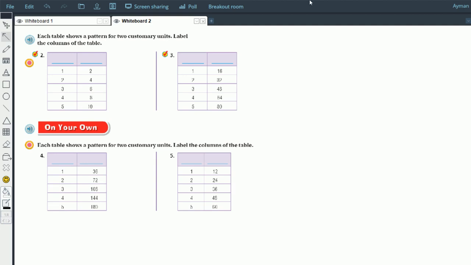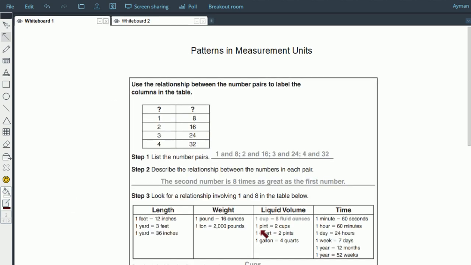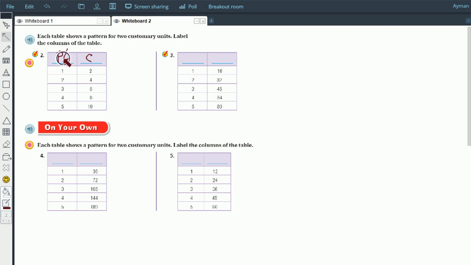Qusay, question 2. If we have 1, it will be 2. What is the relation between 1 and 2? For example, it will be pints and cups. 1 pint equals how many cups? 2 cups. As we all know well here, 1 pint equals 2 cups, and you can write 1 quart equals 2 pints. Both are right, okay? Then question 3, 1 and 16.